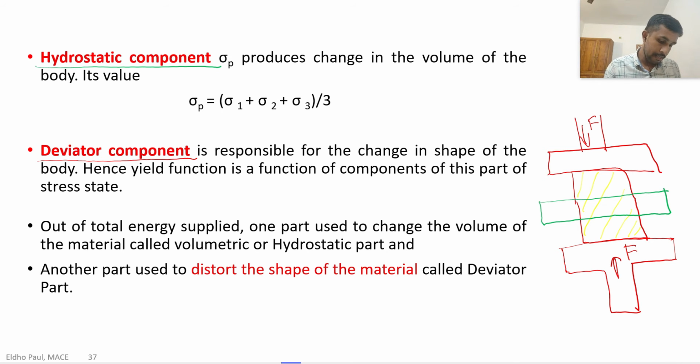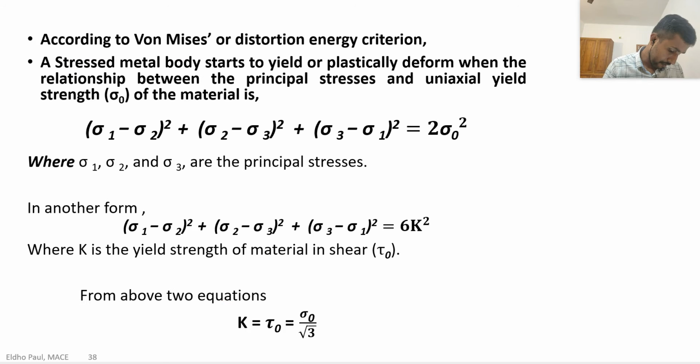Out of the total energy supplied, one part is used to change the volume of the material, called the volumetric or hydrostatic part. The other part distorts the shape, that means changes the shape of the material, and is called the deviator part of the total stress at the particular point of the material.